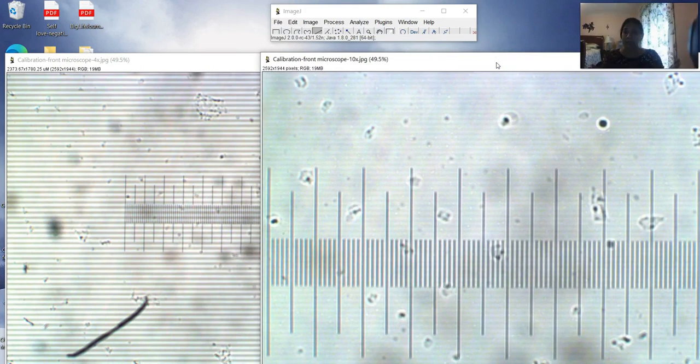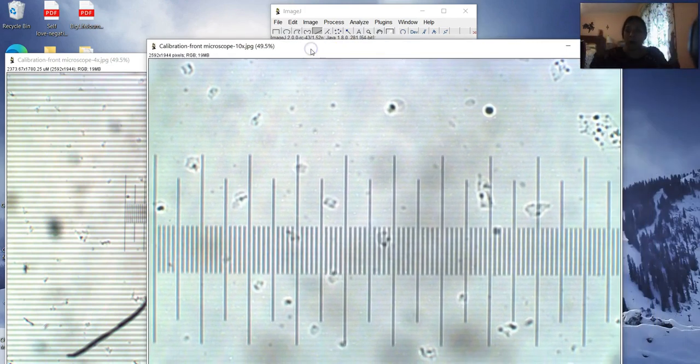Now, let's do the same idea. Obviously, now I only see part of the stage micrometer. I don't see the entire space like before. And now you can see the individual stage units. But even now, they're pretty close to each other, so it may be hard for us to, again, measure those out properly.